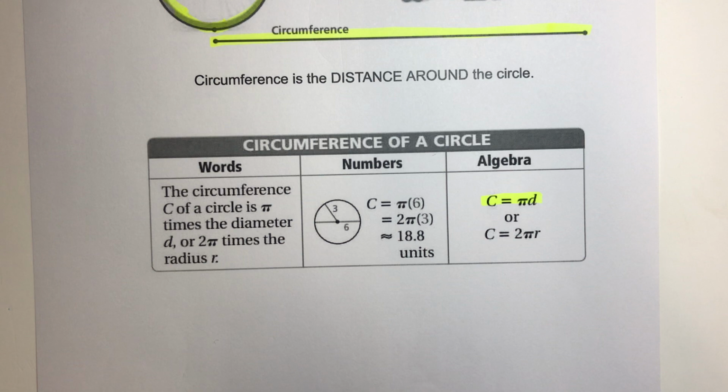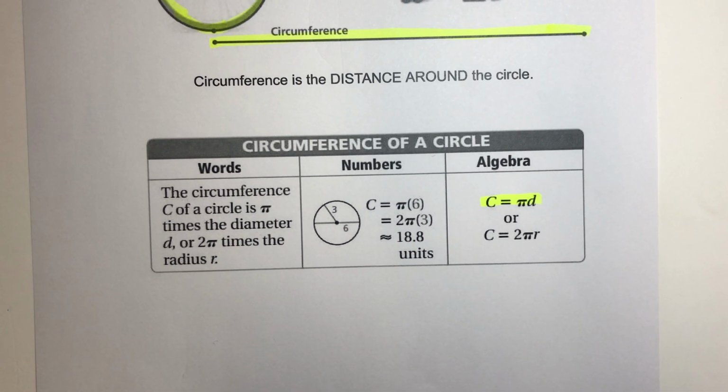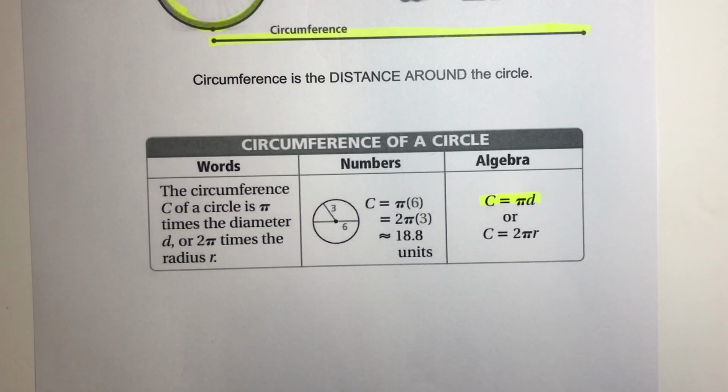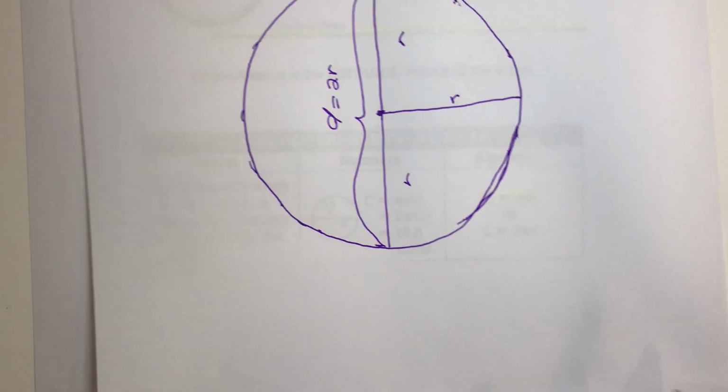Now, why is that? Why are there two formulas for the same thing? Well, the reason is because we go back to this, right?